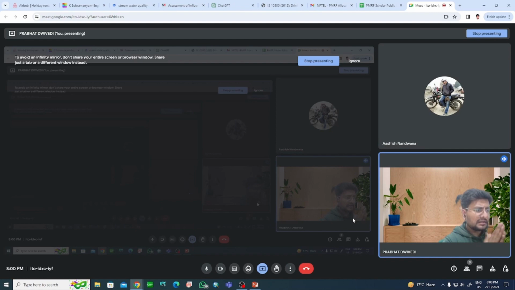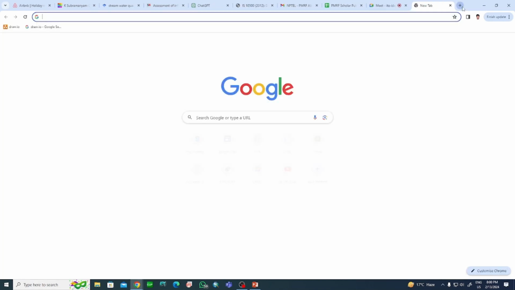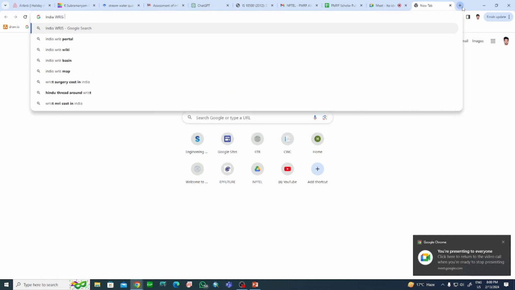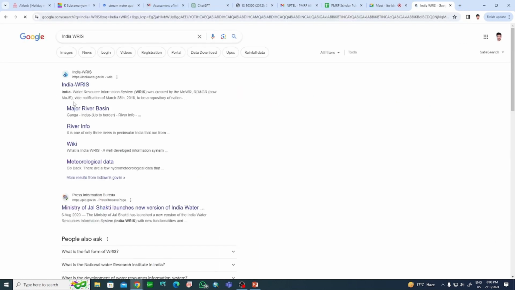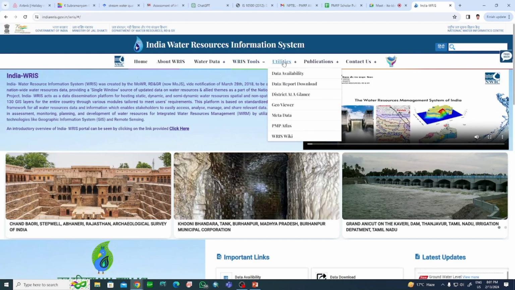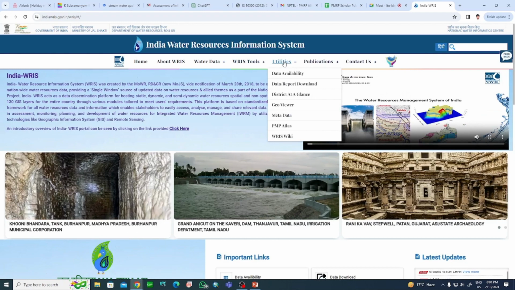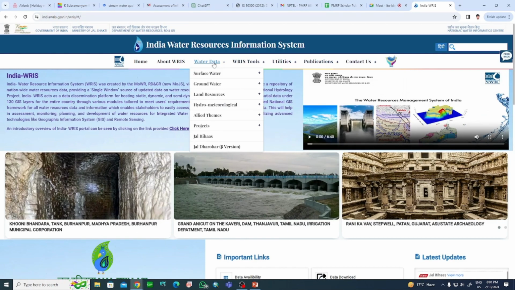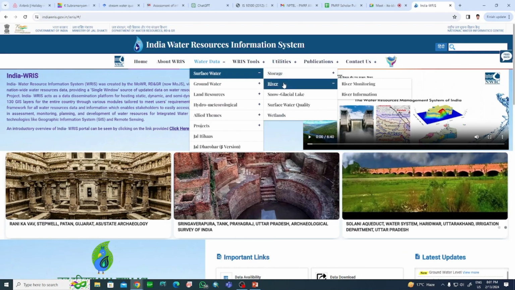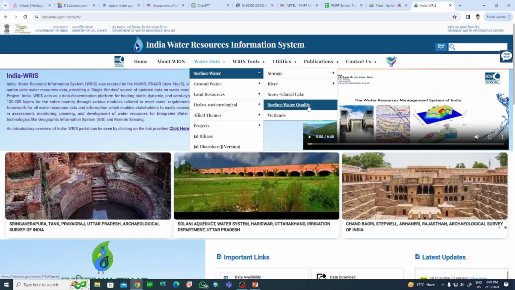Actually, if I can show you, there is India WRIS. Are you getting my screen? Yes. So there is one portal, India WRIS, which you can also explore for useful data. It shows utilities, publications, and under water data you can see surface data, storage, and river data. River monitoring is also shown, and you can even get surface water quality.